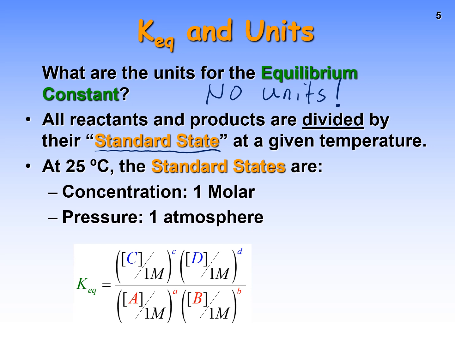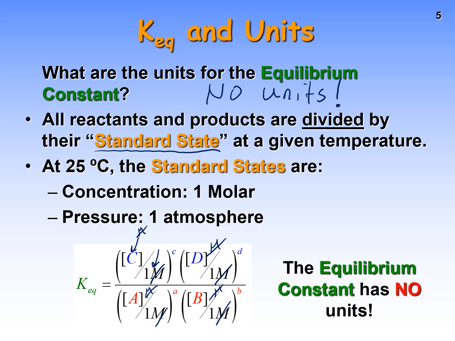So what this all means is that if I have a concentration term in this equilibrium constant, by definition, I'm dividing it by 1 molar. This guy's in molarity, so the molarity units are going to cancel here. This guy's in molarity, molarity units are going to cancel. Molarity, molarity units are going to cancel, and so on and so forth, right? Yielding an equilibrium constant with no units. And this is always the case. Our equilibrium constants do not have any units.